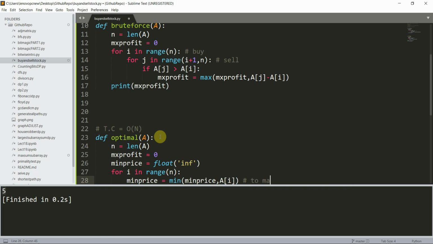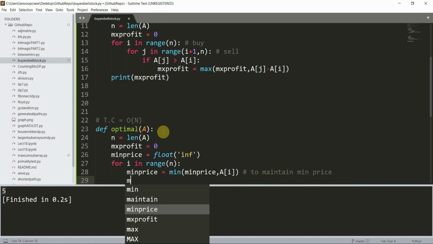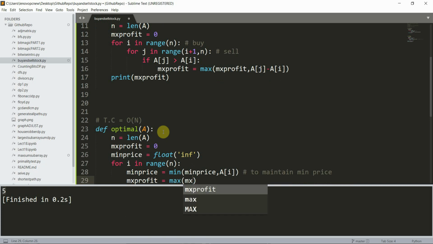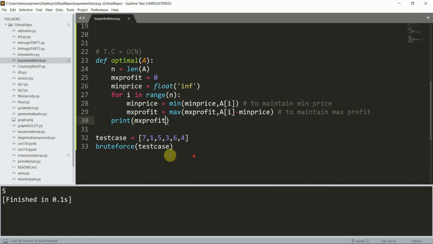This is to maintain min price, and I'll take another variable, max profit is equal to max of max profit comma, since you know that you have already got the min price, now you can subtract this value, a of i minus min price, to maintain max profit. And then in the end, you can print max profit. So I'll just run this optimal test case.